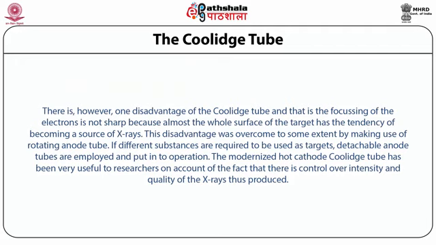There is, however, one disadvantage of the Coolidge tube, and that is the focusing of the electrons is not sharp, because almost the whole surface of the target has the tendency of becoming a source of X-rays. This disadvantage was overcome to some extent by making use of a rotating anode tube. If different substances are required to be used as targets, detachable anode tubes are employed.